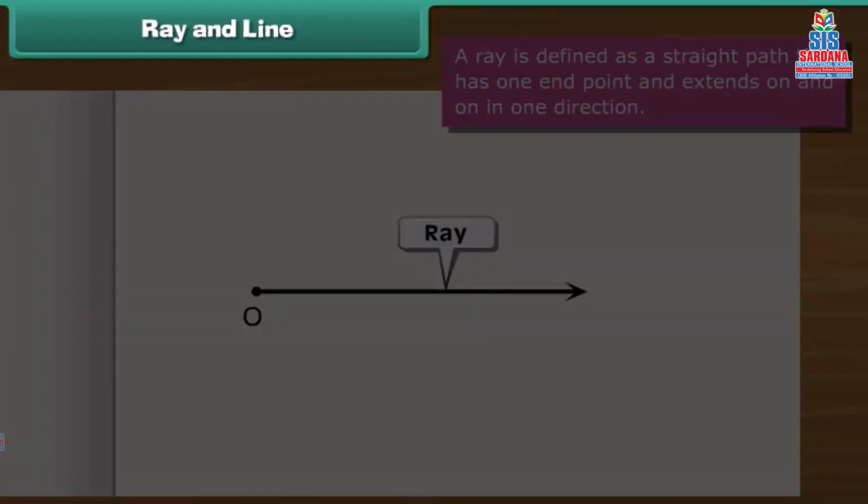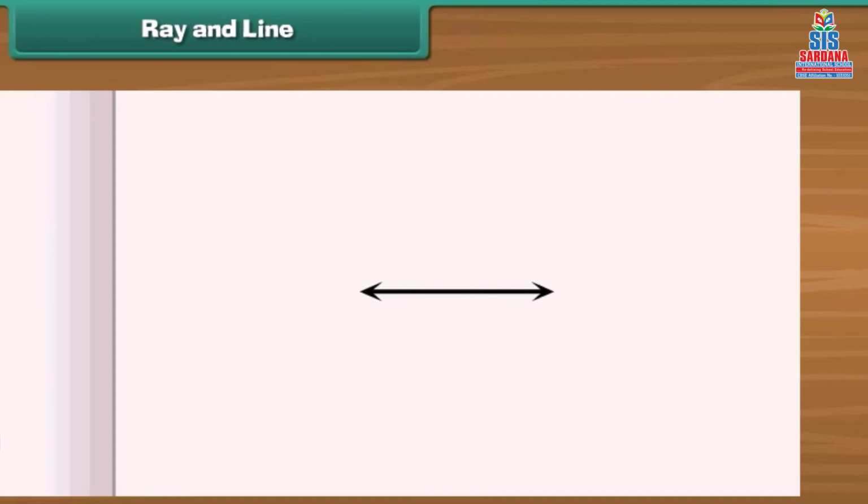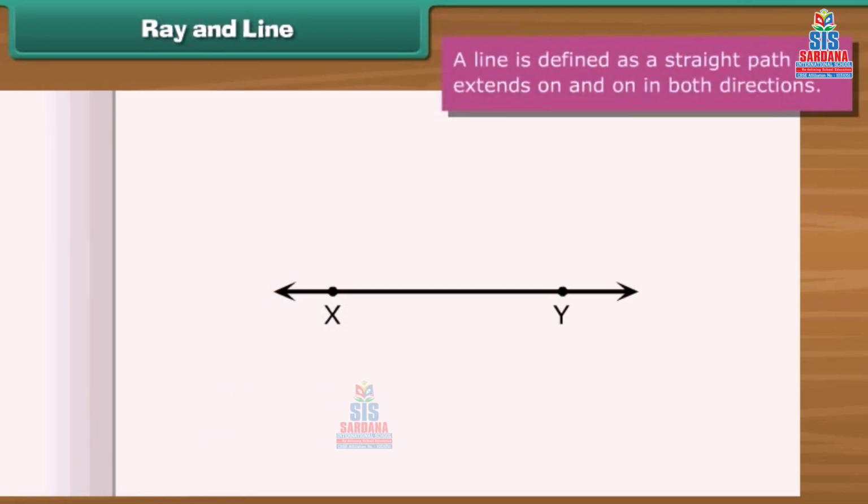direction. What if a straight path extends on and on in both directions? This becomes a line. For example, line XY. Thus, a line is defined as a straight path that extends on and on in both the directions.